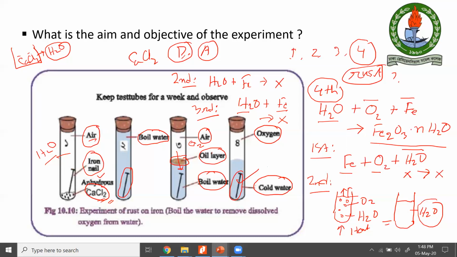So what is the aim and objective of the experiment? The answer is, for rusting we need oxygen, we need water, then iron reacts with oxygen and water, and it will form rust.